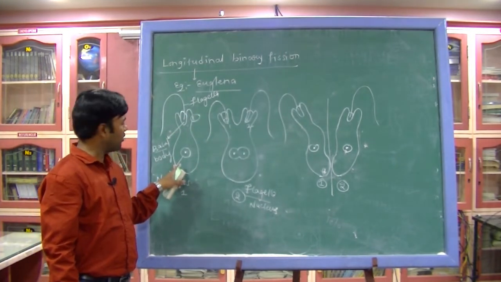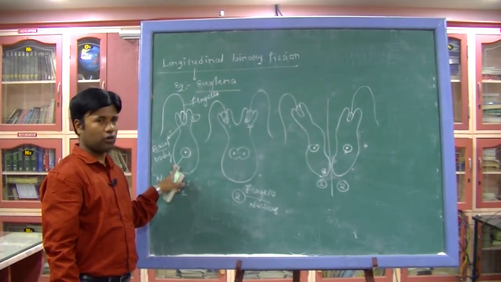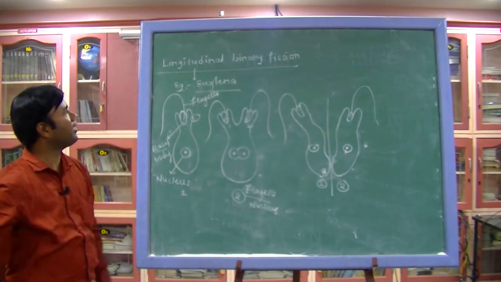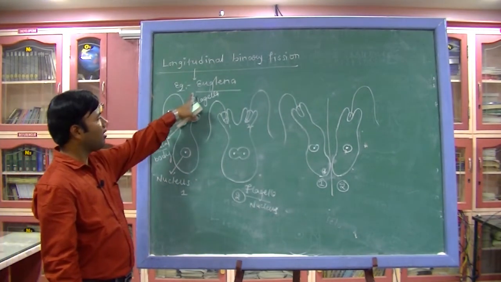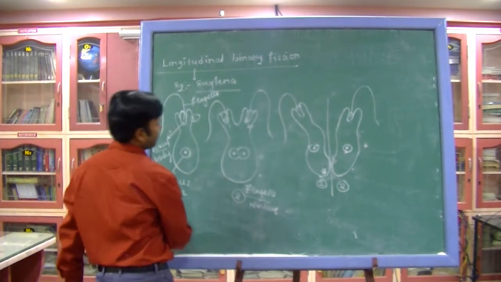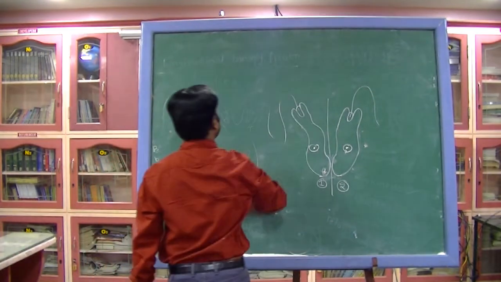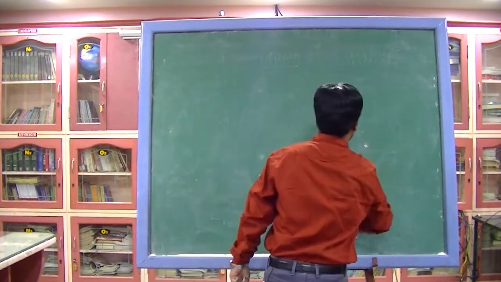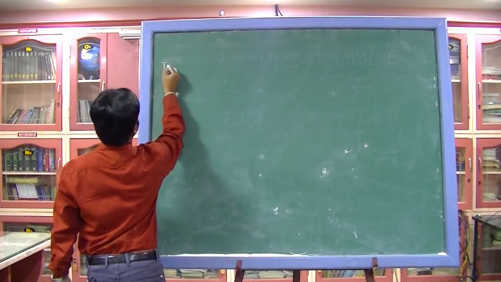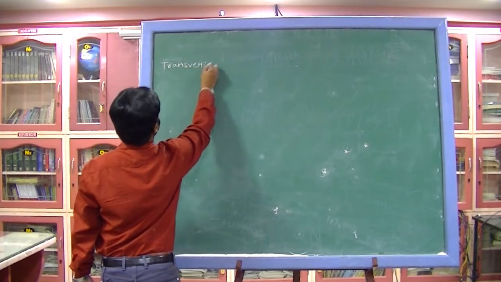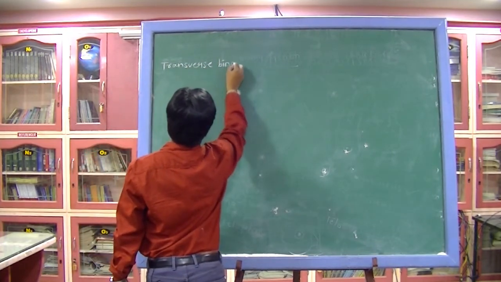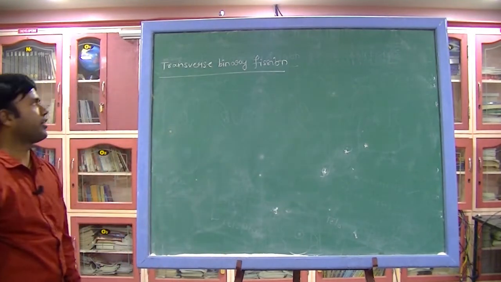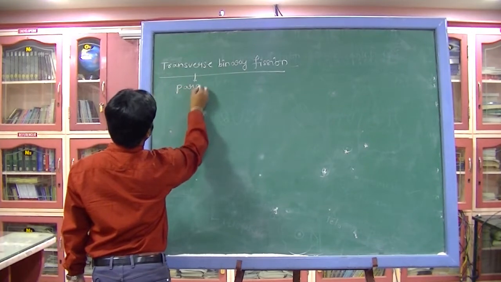Here also, are you observing any fusion of the gametes? No. Fertilization? No. A single parent produces two, and division is taking place. So this is an example of longitudinal binary fission, which we have learnt in the Euglena. Next, let us see transverse binary fission. We are learning transverse binary fission in the paramecium.